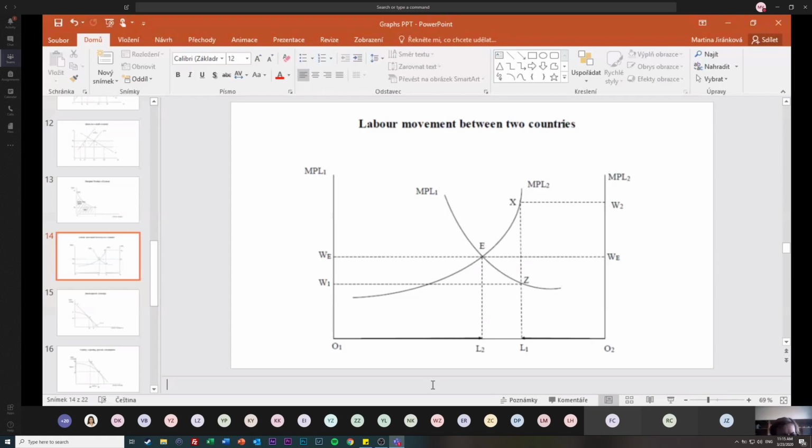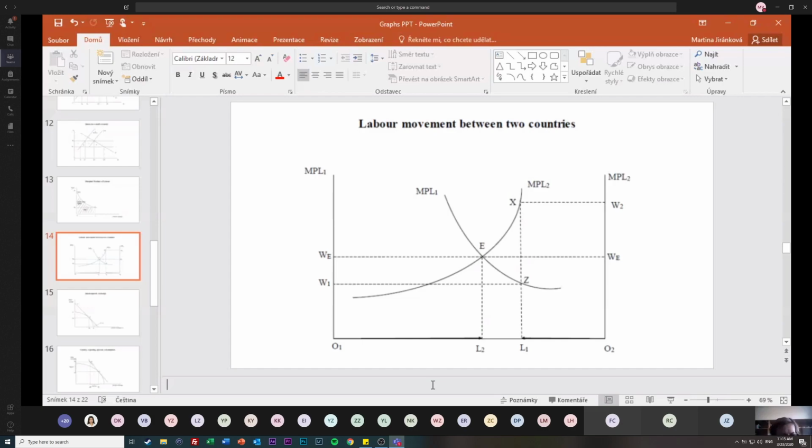Number 6. The increase of income of landowners in the second country. True. B. The increase of wage in the first country. True. D. The increase of income of landowners in the first country. False. And D. The decrease of product in the first country. True. A, B, D.